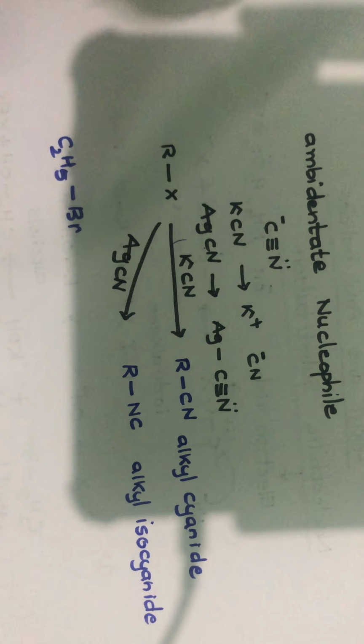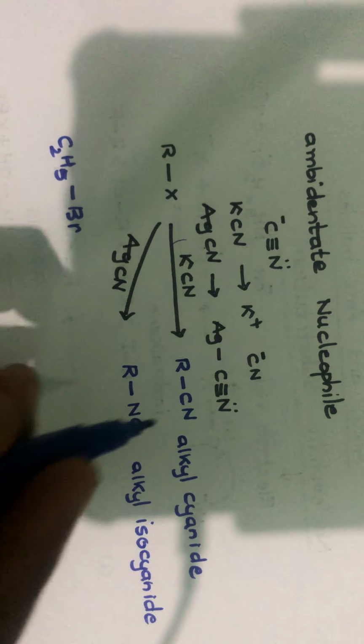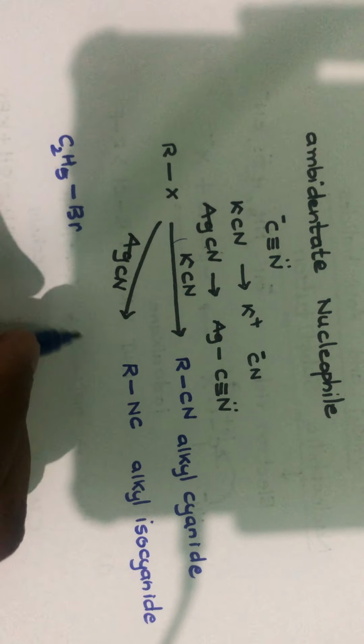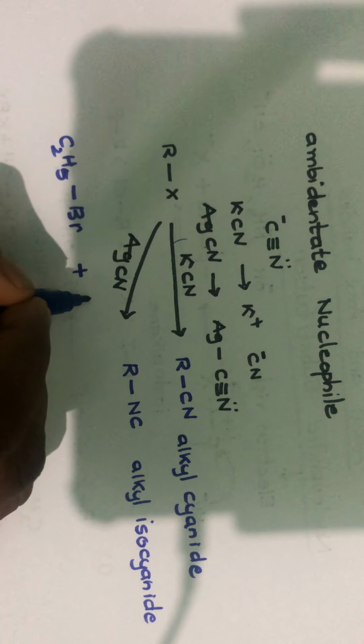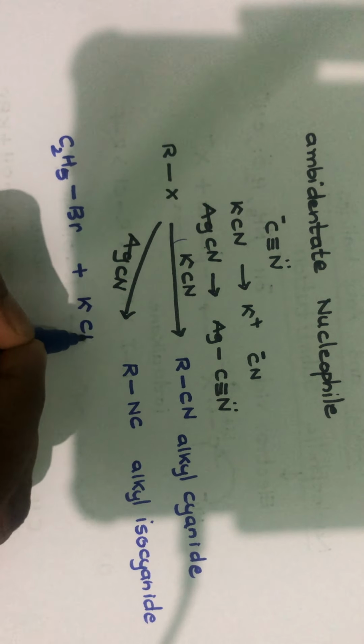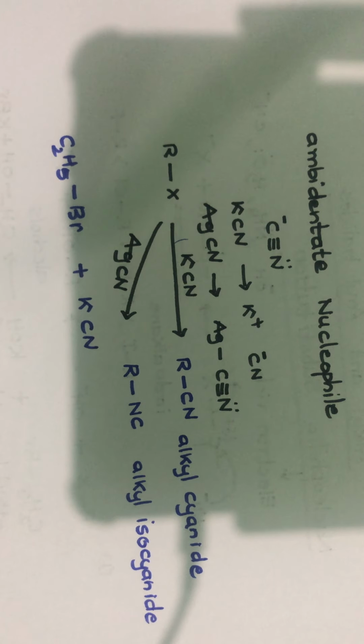Ethyl bromide. Okay, ethyl bromide, when it is treated with potassium cyanide. Alcoholic potassium cyanide is what you can take.